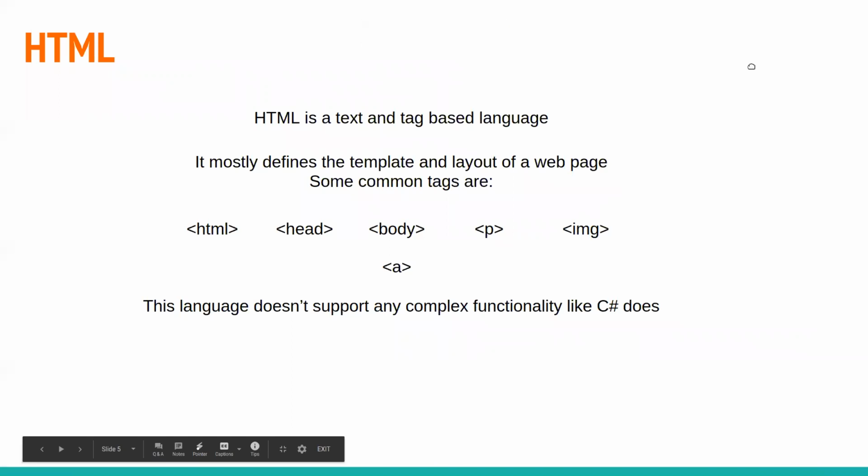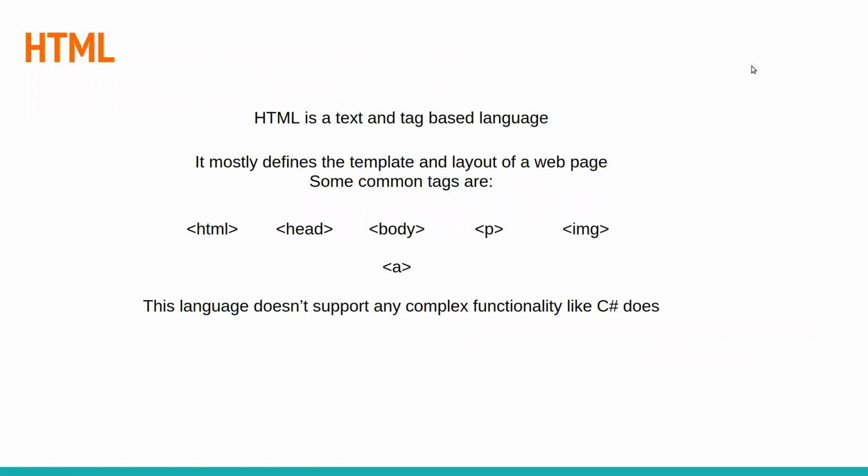So HTML doesn't support any complex functionality like C#. That's what I want to point out initially, right? We've got all these tags and we can define these really complicated templates, but there's no if statements, there's no for loops, there's no while loops, there's no switch statements, there's no addition even, there's nothing. It's just tags, okay? Just tags. It defines templates and layouts. It doesn't handle any complex functionality, okay? So we need more advanced things to handle that.